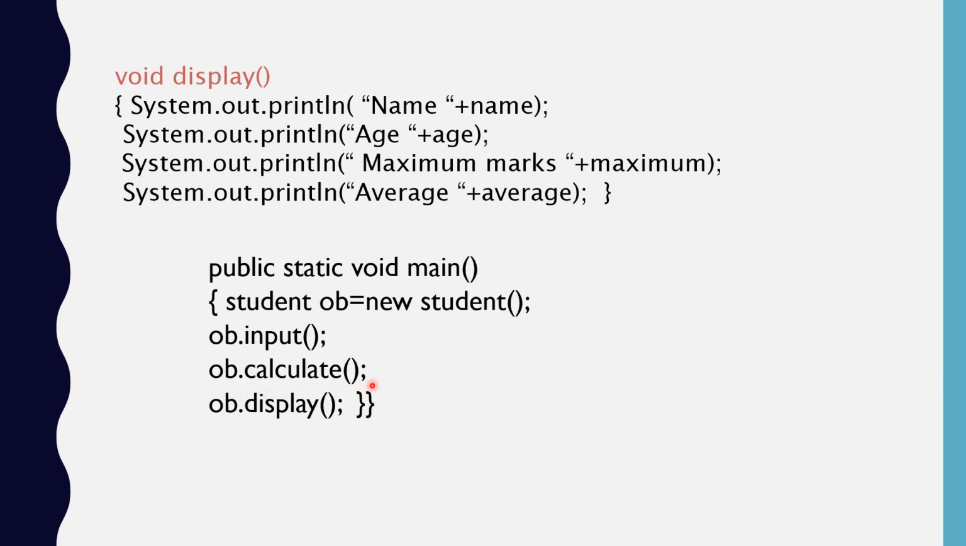Student ob is equal to new Student. The student constructor will be invoked and all the variables will be initialized. And then 3 functions we have to call: ob.input, ob.compute and ob.display. So like this we can complete a constructor program. The program is a little lengthy, but it is very easy.